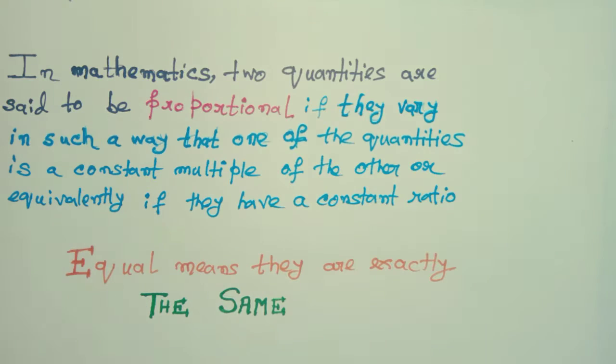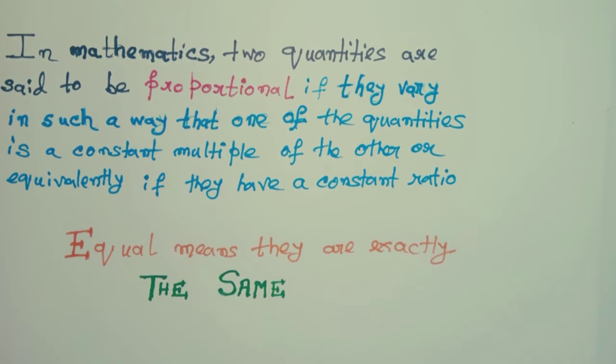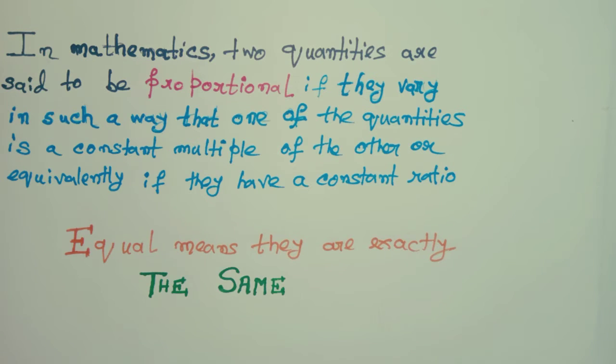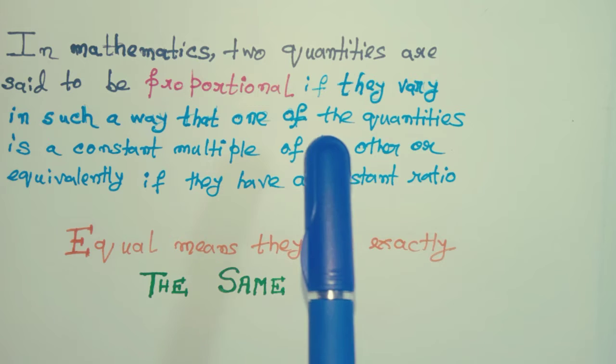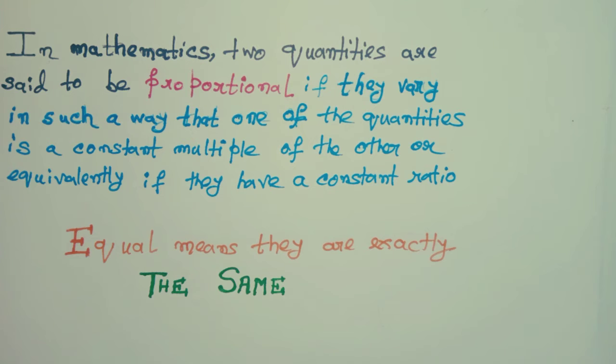If you look into the definition, it is written that in mathematics, two quantities are said to be proportional if they vary in such a way that one of the quantities is a constant multiple of the other, or equivalently if they have a constant ratio. So there is a certain change in these quantities, and when one quantity varies, so does the other. But equality means they are the same. So from the definition, it becomes clear that proportionality means they vary in such a way that one of the quantities is a constant multiple of the other, and equal means that they are exactly the same.